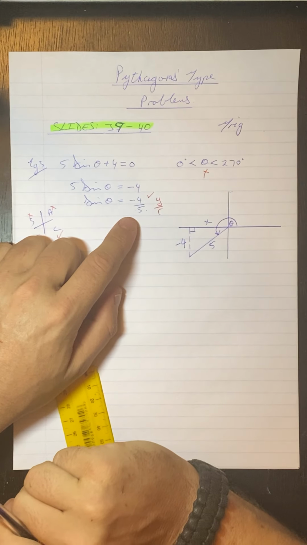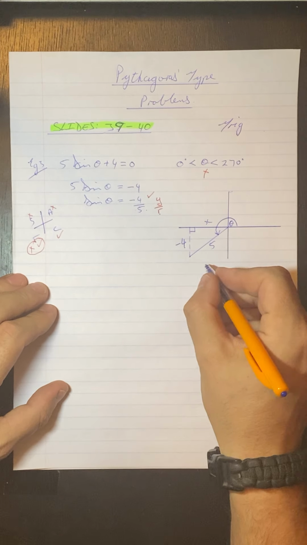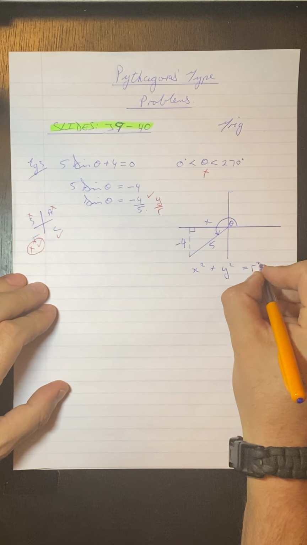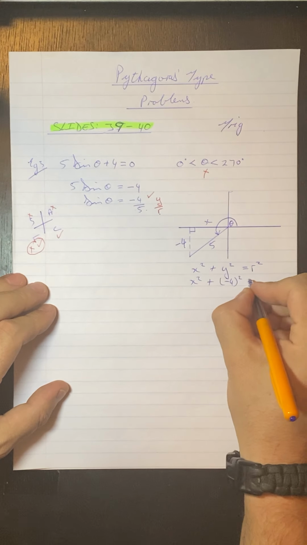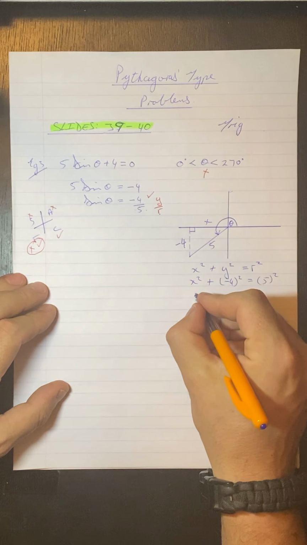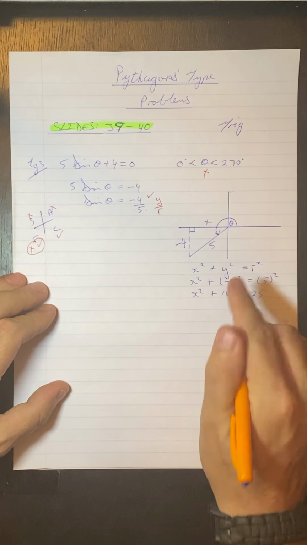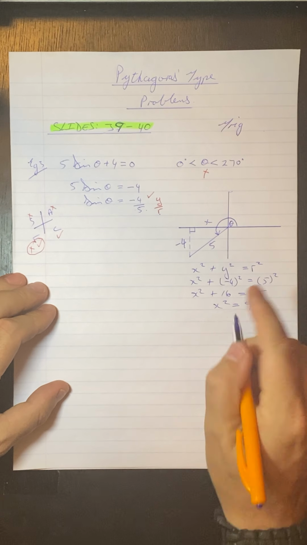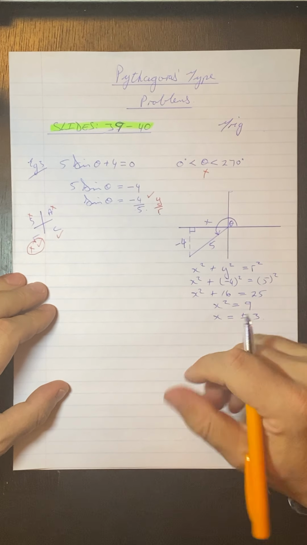You can see the unknown is x, and we use Pythagoras to find out what that is. So we've got x squared plus y squared equals r squared. X squared plus minus 4 squared equals 5 squared. Let's just work this out. So x squared plus 16 equals 25. Take that to the other side and we get x squared is equal to 9. Take the square root and we get x is equal to plus or minus 3. Remember, whenever you take the square root, it's plus or minus.